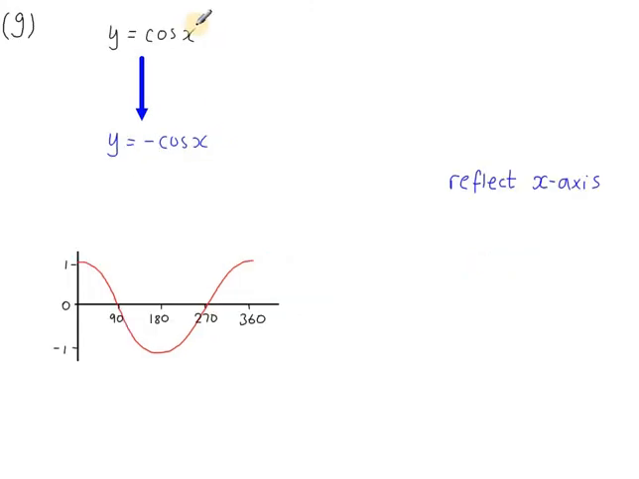Part G, cos x is transformed to minus cos x. That's a reflection in the x-axis. So this curve will be replaced with this one, like so.